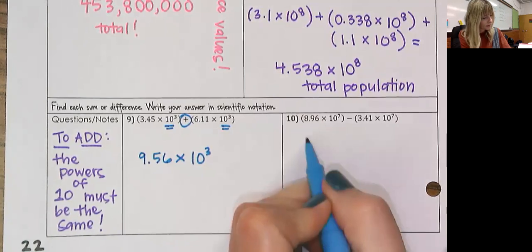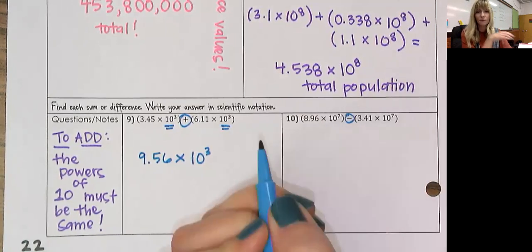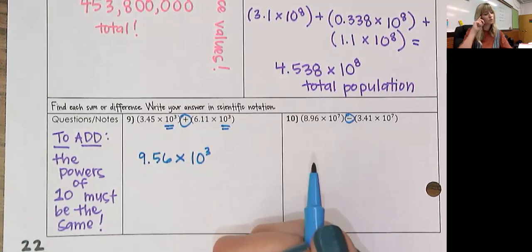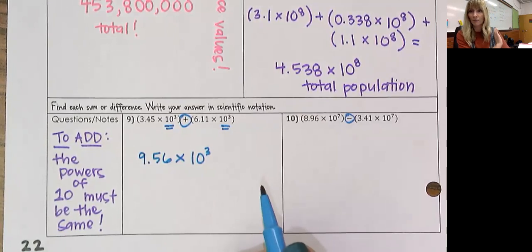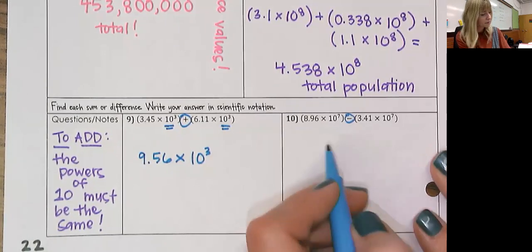Let's try that again. Look at number 10. It's subtraction, but as we know from 7th grade, subtraction follows all the same addition rules because subtracting is really just adding the opposite. Okay, now I look at the powers of 10.